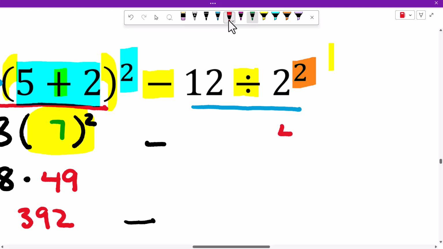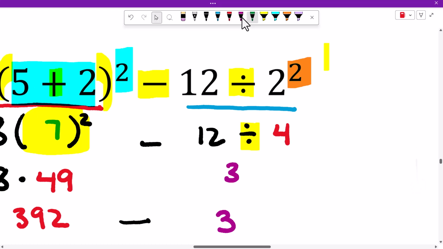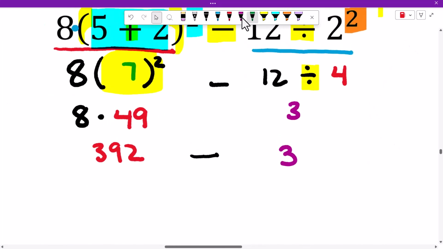So do one operation at a time. The 2 exponent 2 is 4. Then we bring down everything else that we haven't used, and we're just going down vertically. The next operation is the division one. We do the division operation now, and what do you get? 3. 12 divided by 4 is 3. I'm going to put 3. Technically, you could put 3 just one line down, but I'm going to take it straight down to the very bottom.